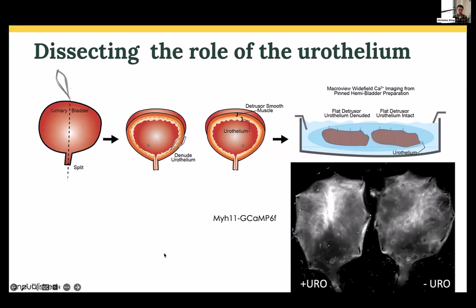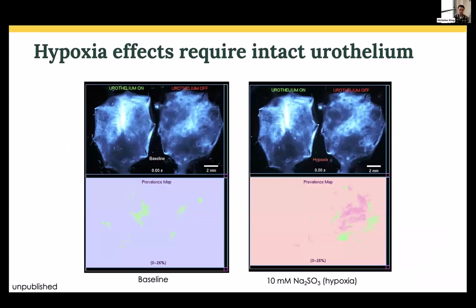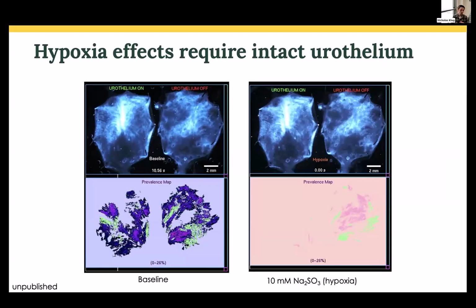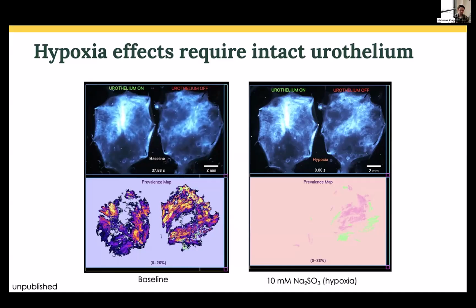chamber. And when you pin this out tight, you get the same intrinsic calcium activity occurring across the bladder sheets. And so it makes for a nice way to read calcium activity in response to different conditions with and without the urothelium intact. And using that same prevalence mapping, we see under baseline conditions, the calcium activity across both sides of the bladder looks pretty similar. Like there's plenty of ongoing calcium activity, action potentials in the smooth muscle cells.